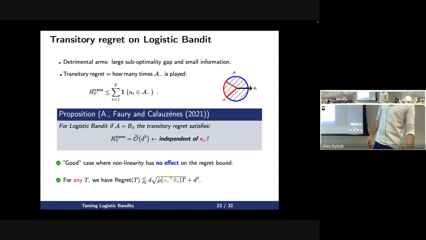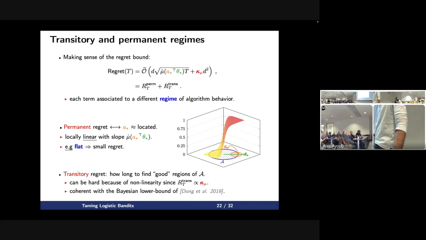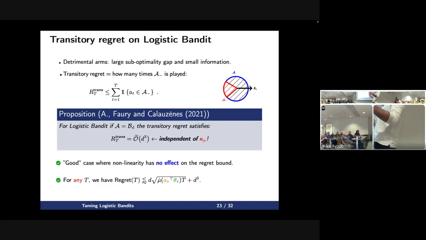Just for the intuition, because within the flat region, you're trying to locate something. Yeah, this next slide is about this. You're going to explain it right away. So I'm just going to discuss a bit more on this transitory regret. Yeah. So this second order term, what is it about?